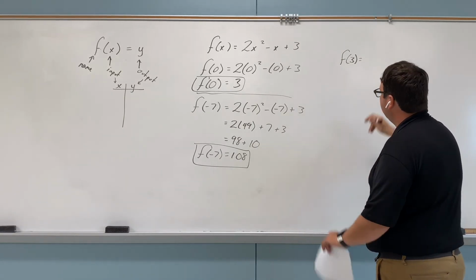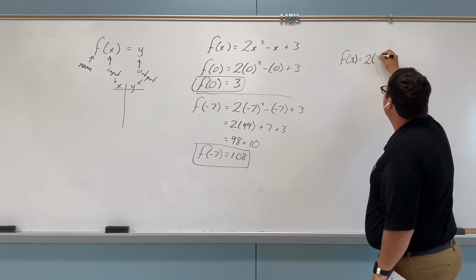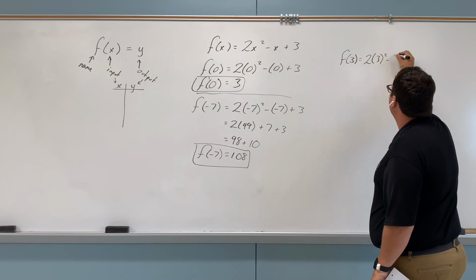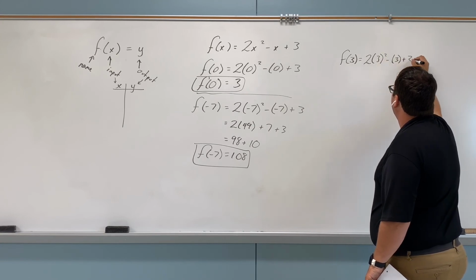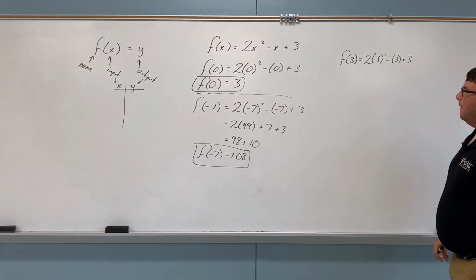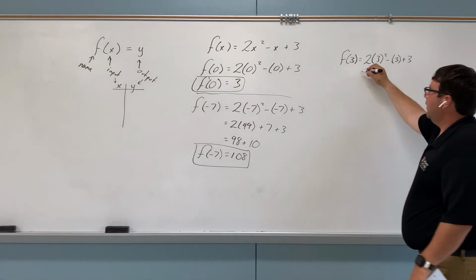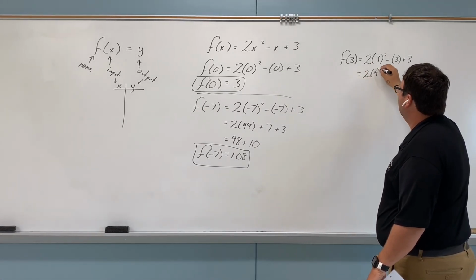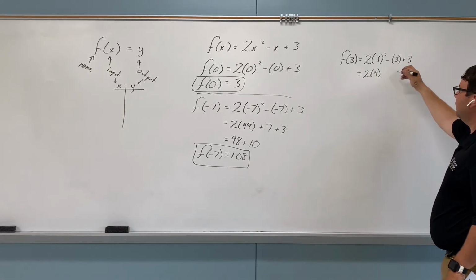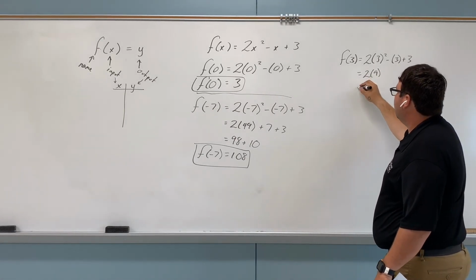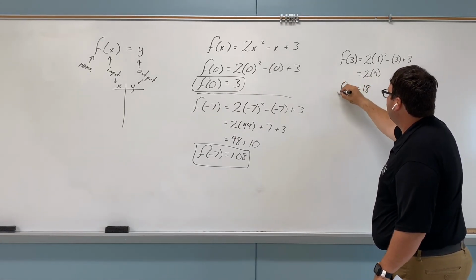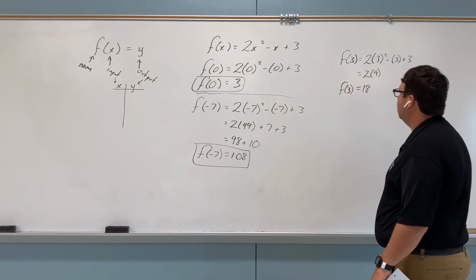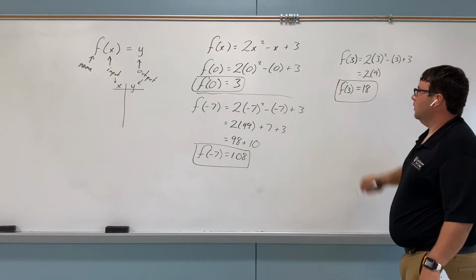So what we're going to do is simply plug in. Three squared is 9. -3 plus 3 is 0. That cancels out. 2 times 9 is 18. So my function at 3 is 18.